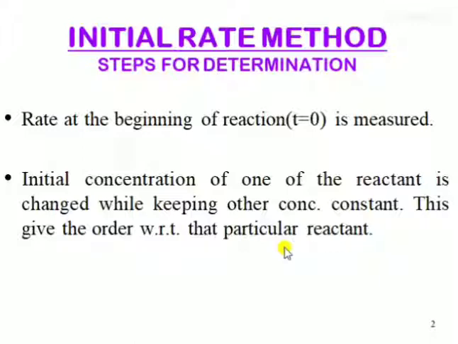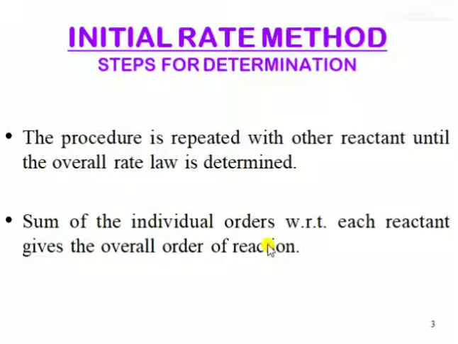For example, if there are two reactants, then we change the concentration of only one reactant, keeping the other constant, and we see what effect this change has on the rate of the reaction. Fine. Similarly, in the third step, this procedure is repeated with the other reactant until the overall rate law is determined. So in the first step, you change the concentration of the first reactant. In the second step, you change the concentration of the second reactant, keeping the first constant. So finally, the sum of the individual orders with respect to each reactant helps us to give the overall order of the reaction. So this is what initial rate method is.